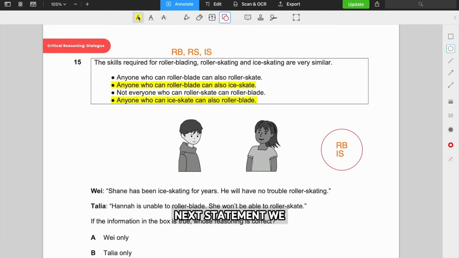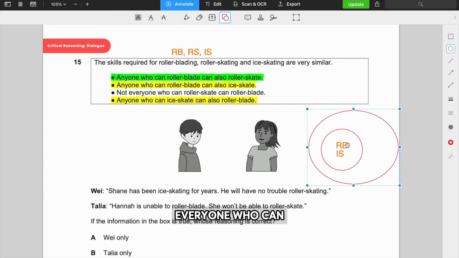And then the next statement we have is anyone who can rollerblade can roller skate. Okay, so that's just everyone who can rollerblade can roller skate, so that's going to look like this. Okay, that's it. And then we don't have to worry about C. C is relevant because it just shows that our diagram is correct. Not everyone who can roller skate can rollerblade. Yep, so our diagram is correct. There are people who can roller skate who can't rollerblade.